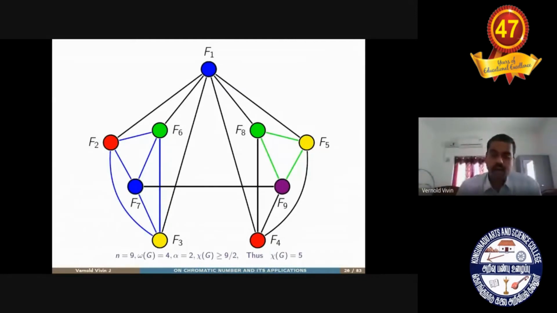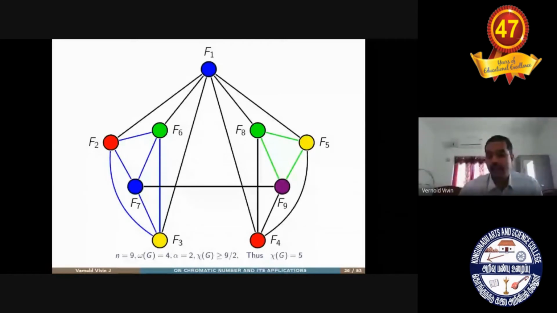Here, the order of the given graph, that is the number of vertices, is 9, and the chromatic number, omega of that graph, will be equal to 4. The vertex independent number of the graph will be equal to 2. And by theorem 2, the chromatic number will be greater than or equal to n by alpha of G, that is 9 by 2, which gives 4.5. Thus, the chromatic number for this graph happens to be 5. So chi of G will be equal to 5.